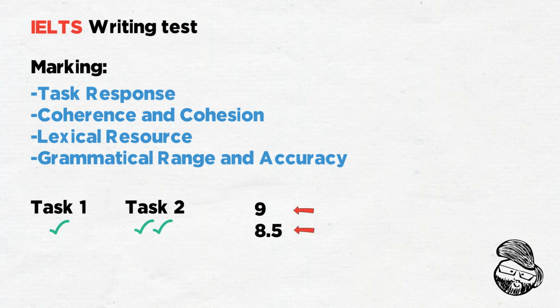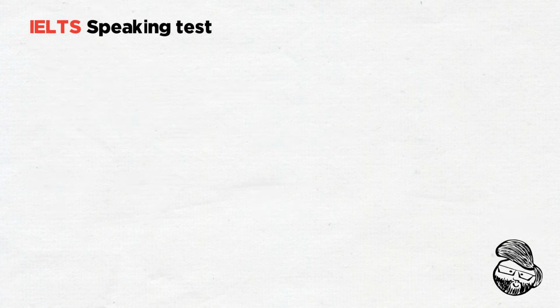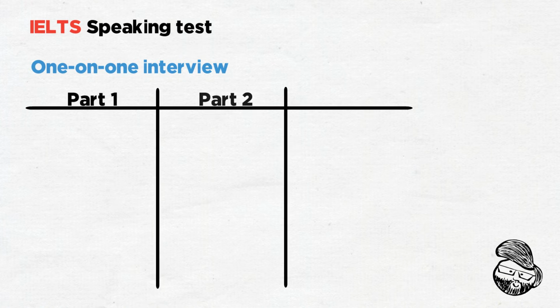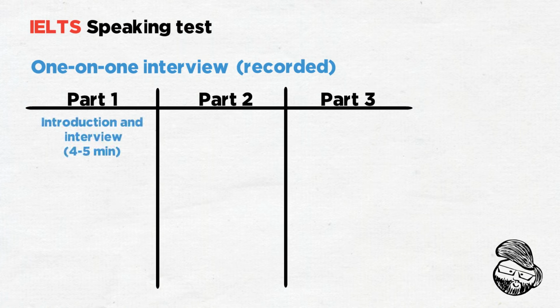The last test that we need to cover is, of course, the speaking test. The speaking test is performed as a one-on-one interview that's divided into 3 parts. You will sit in a room with an IELTS examiner, and the conversation will be recorded. The speaking test is the same for both academic and general training modules. The examiner introduces him or herself and asks you to introduce yourself and confirm your identity.